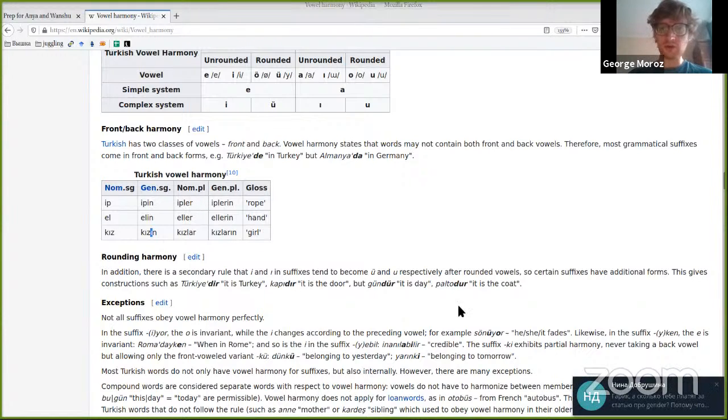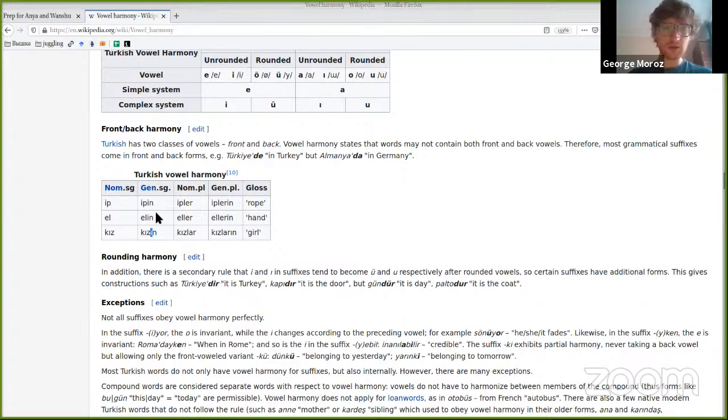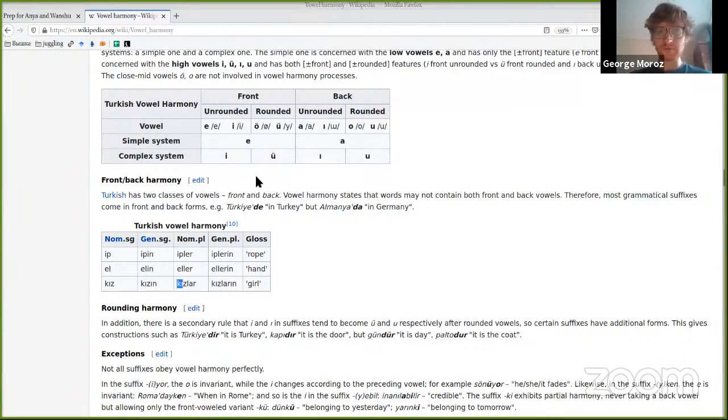The same story applies to the plural form. We have a front vowel, that's why we have E here. So it's ipler or eller, like ropes and hands. But when we have a non-front vowel, then, here we have the table with the front vowels and non-front vowels. Then we have a, instead of e. So here is the correspondence.